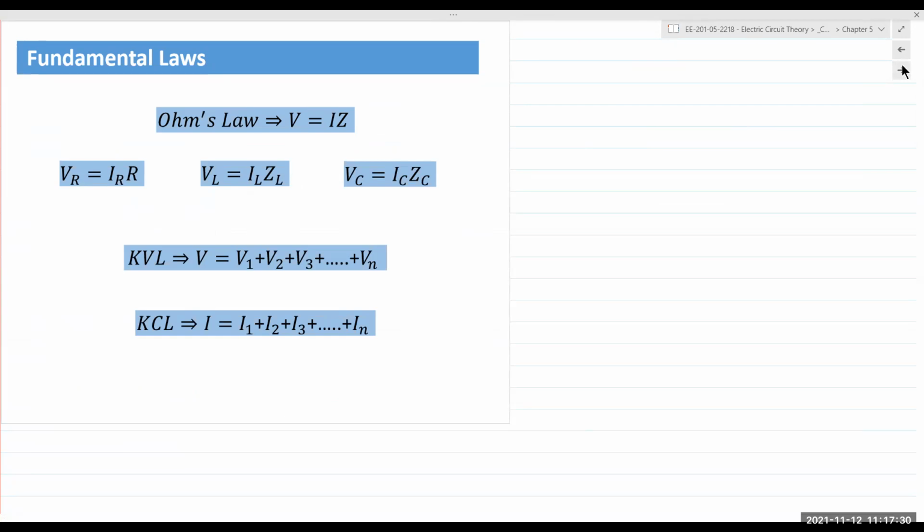So all of these laws work for sinusoidal analysis also. The only thing is, everything is represented as a complex quantity. So VR is I times R, the resistor current times the resistor. VL is IL times ZL. VC is IC times ZC. So Ohm's law still works. KCL will work. KVL will also work. Everything works exactly the same way as we did, except that all quantities are now complex numbers.